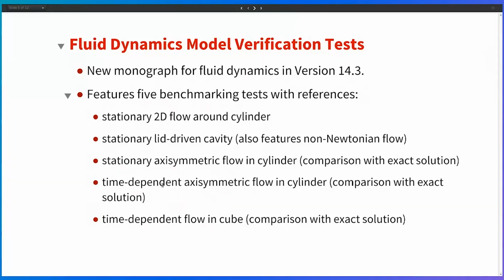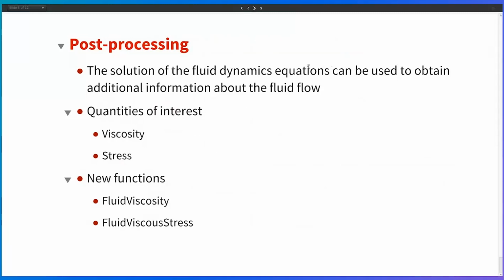Then we have 2 time-dependent tests. The first one is axisymmetric flow in a cylinder. The second one is flow in a cube. And both of them are comparisons with exact solution. So now let's move on to what we plan for the next version. And in the next version, we decided to focus on post-processing. We decided to simplify and streamline the process of obtaining additional information from the solution of the equations.